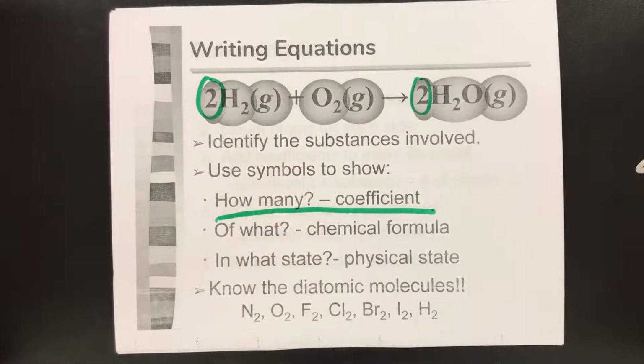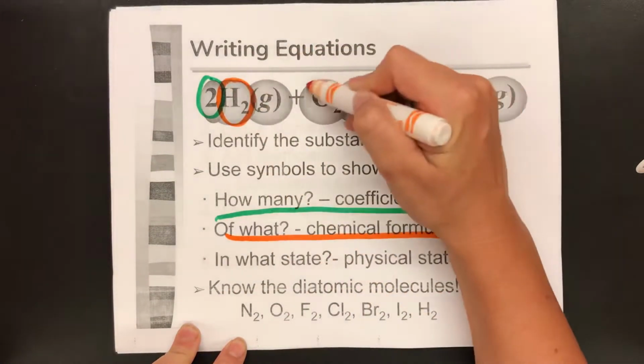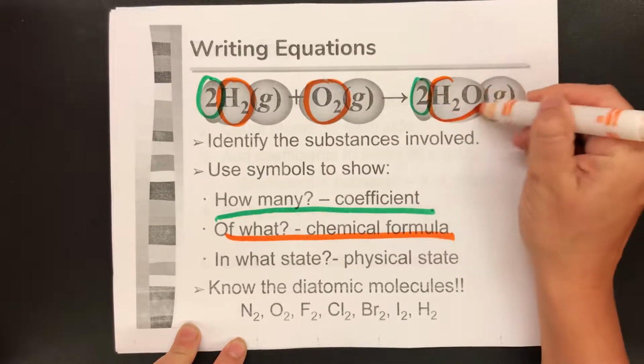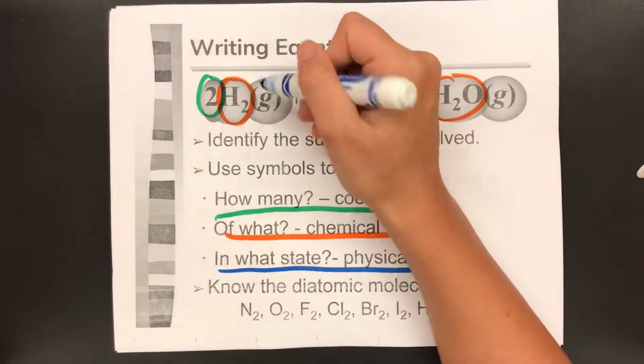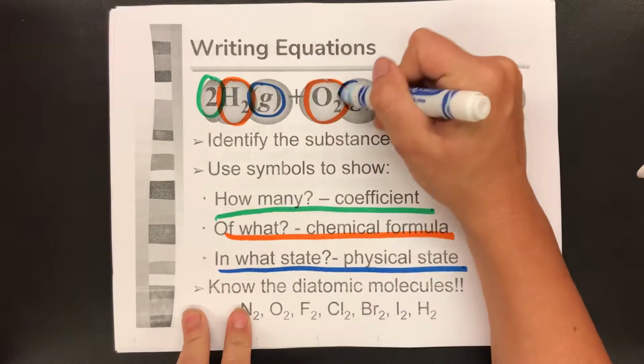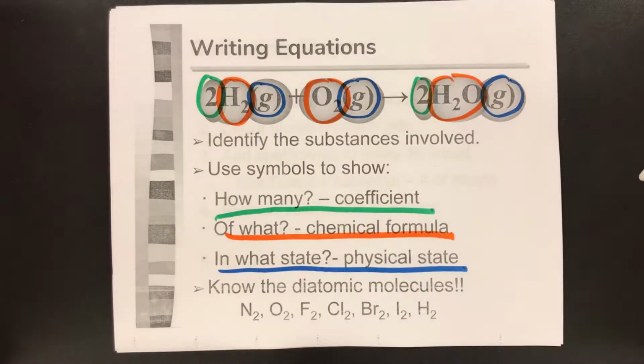Then it tells you of what. It tells you the chemical formula. So you have H2, you have oxygen gas producing water. Then, like I told you in the previous slide, it shows you the state, the physical state. So this G tells you that this is a gas, and a gas. So in all three they are gases.